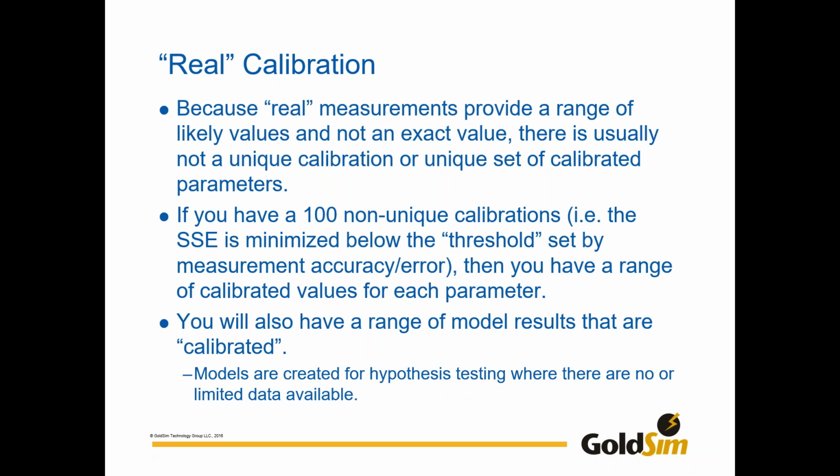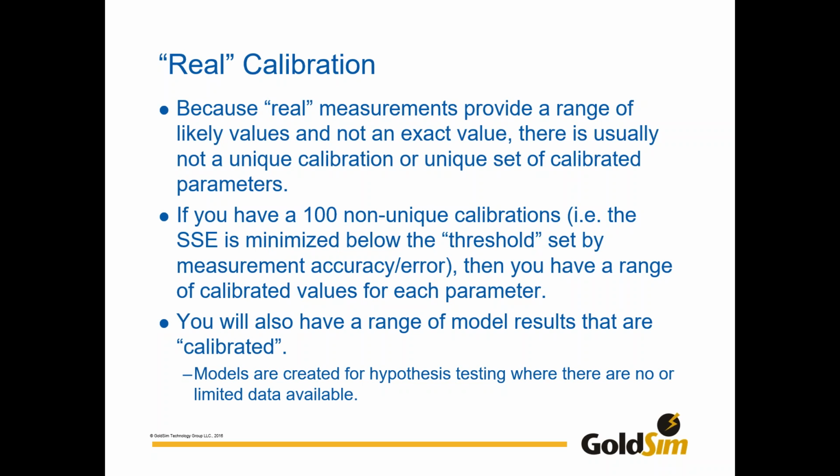All right, so continuing on to talk about real calibration: because real measurements provide a range of likely values and not an exact value, there's usually not a unique calibration or unique set of calibrated parameters. Obviously I've been listing measurements, but there's also system error. All models are wrong, so your model's not going to exactly match the real system. There's always going to be some component of system error, where this is as good as you could do with your conceptual understanding of the system.